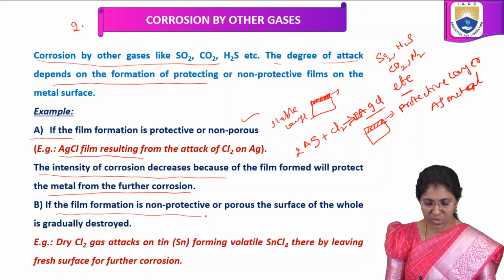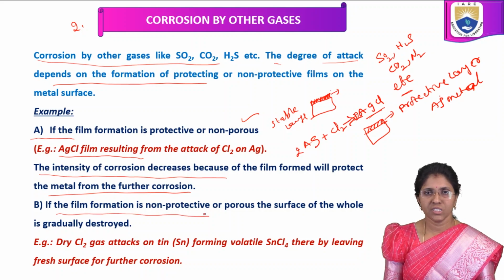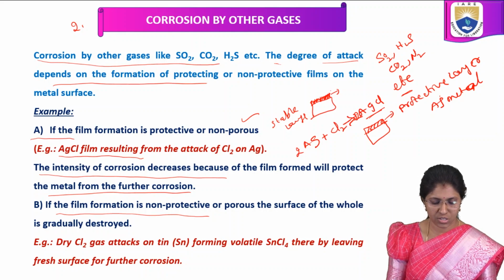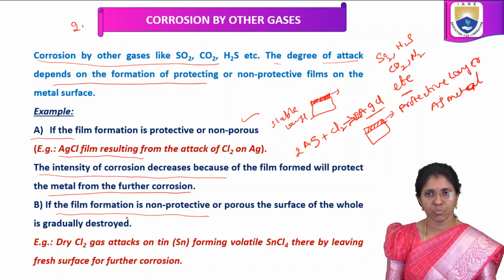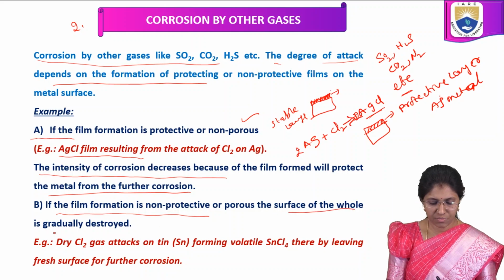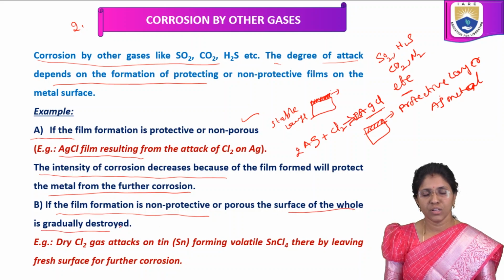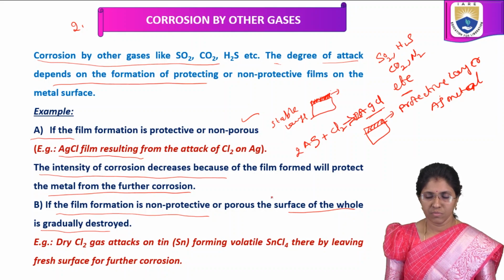If the film formed is protective, it can act as a protective layer and there is no further corrosion. If it is not protective or porous, the surface of the whole metal is gradually destroyed, because that is a non-protective and porous layer.